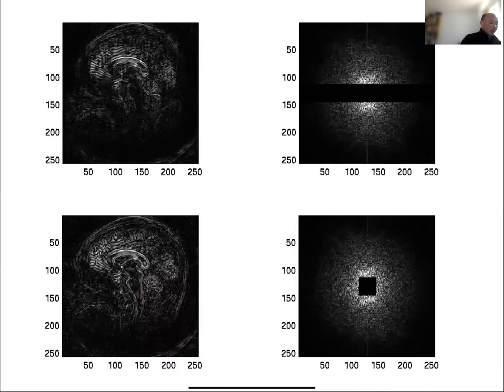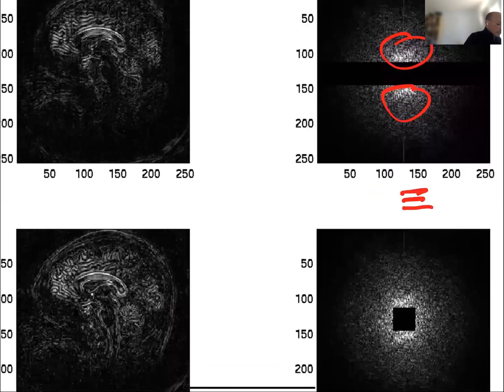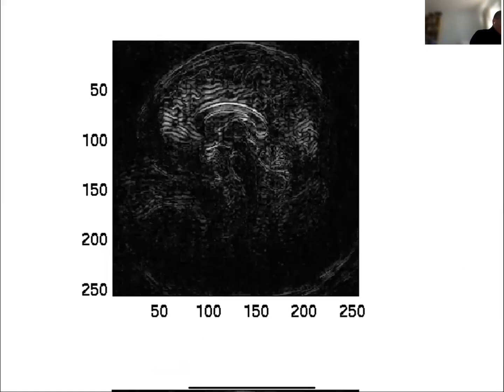Similarly here, I've just kept this part, and that corresponds to edges that go like that. So look here, I've maintained this edge, but I've lost all these edges here, okay? And so I've only maintained information typically about edges going up and down.